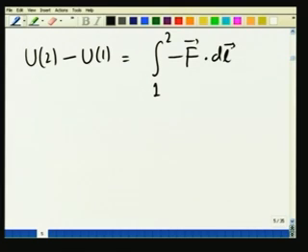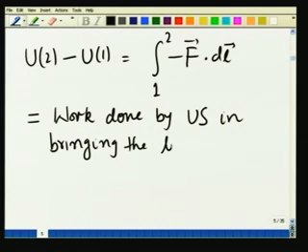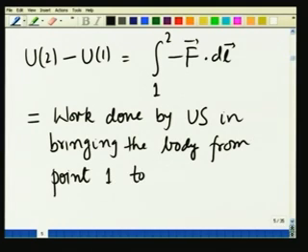Again, I remind you, I am not writing any c, because I am talking about conservative forces, and therefore, the work done is independent of the path, and it depends only on points 1 and 2, and this then is equal to work done by us in bringing the body or mass m from point 1 to point 2, and again this is true for conservative forces.